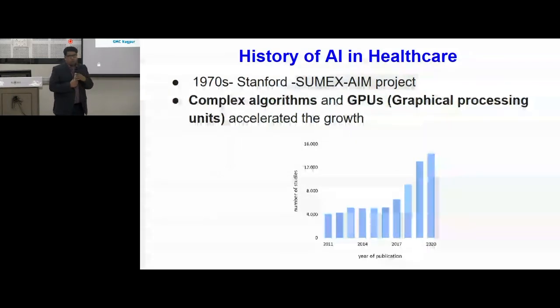So right now there is a lot of increase, like I have shown in the graph. The publications in AI in healthcare are increasing day by day because we have complex algorithms now to address these complicated issues in healthcare, as well as the hardware required to process the huge amount of data.